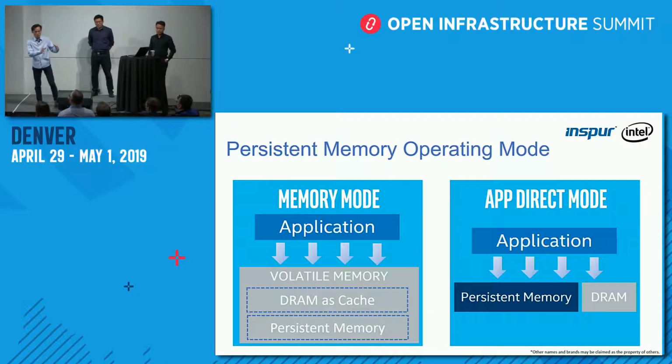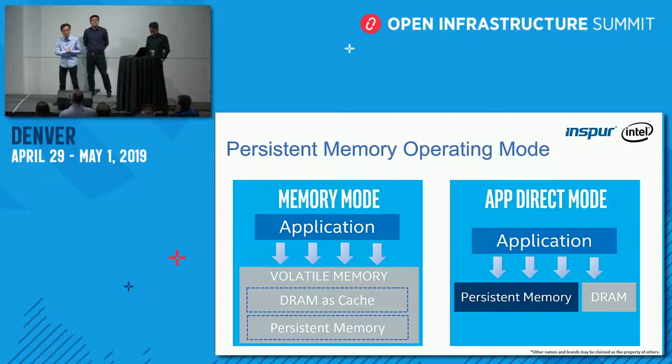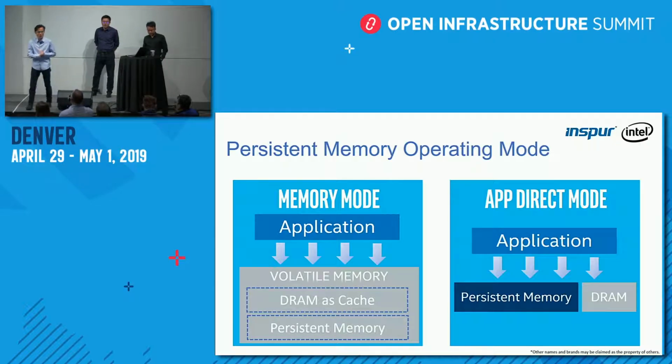In the memory mode case, the persistent memory basically acts as system memory. It's a volatile memory. Your operating system will just see it as memory, and the DRAM within that system will function as a cache. If you populate the persistent memory at full capacity, it can support up to 3 terabytes of persistent memory per socket, per CPU. So potentially one system can support 6 terabytes.